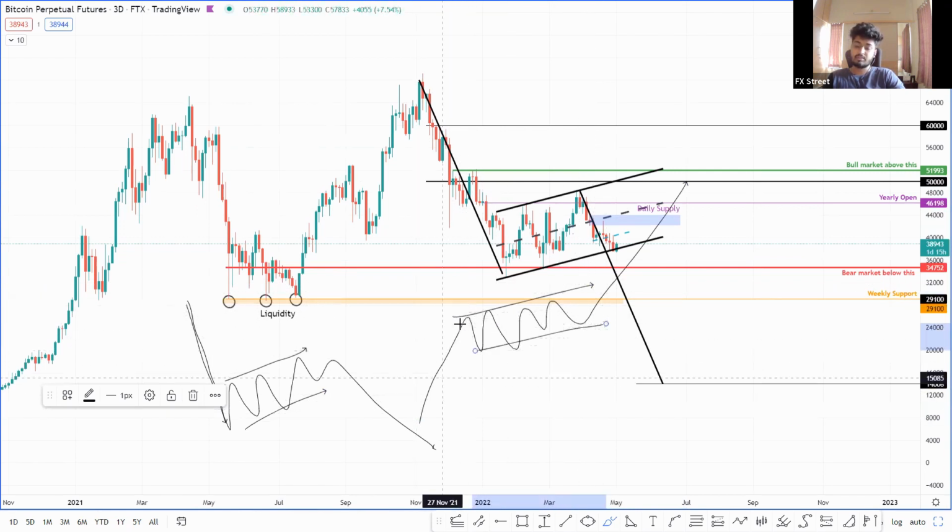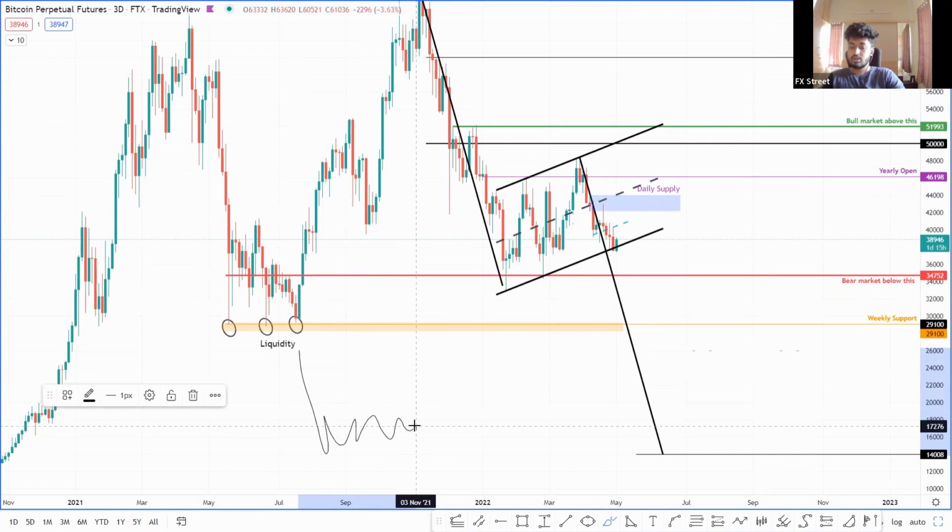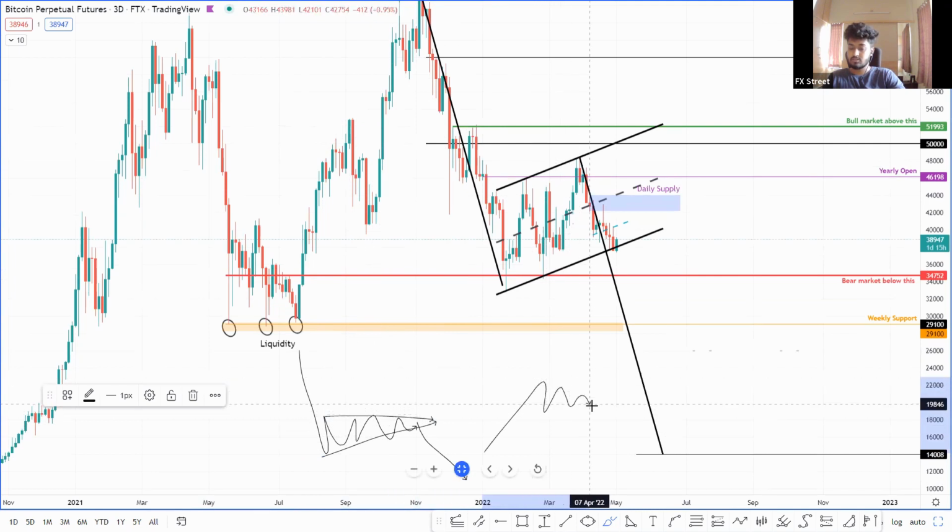Right, this is the flagpole and this is the flag, and this is how it goes higher, right? A pennant is exactly similar, where instead of moving into a flag, it consolidates in the pennant and then finally breaks lower. A bull pennant looks exactly like this, but the opposite. So this is the bear pattern, this is the bull pattern, right?